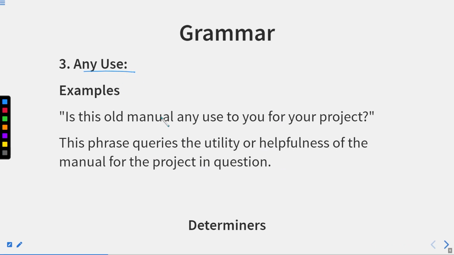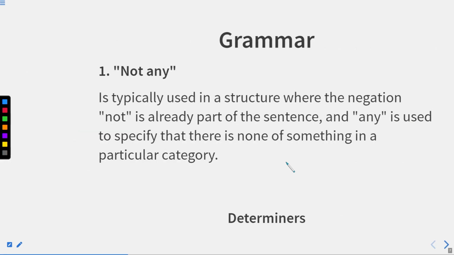Any use. For example, is this old manual any use to you for your project? So it is again a type of question. The phrase queries the utility or helpfulness of the manual for the project in question. So this is how we can use the phrase any use. These are some manners in which we can use the phrases like any good, any different, and any use. Now let us move forward.